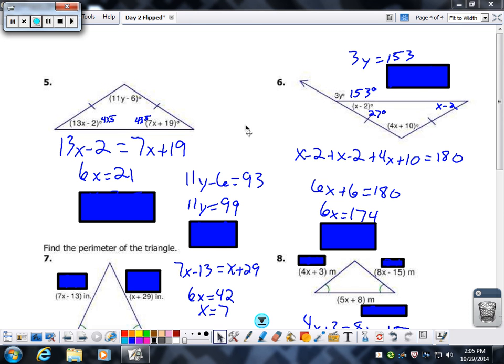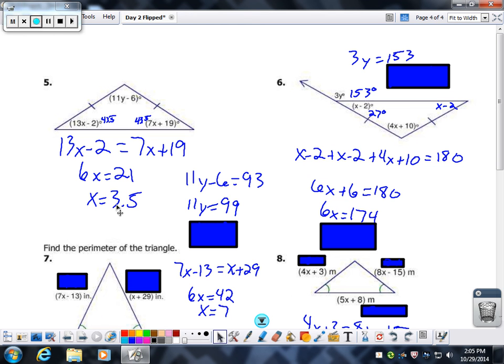For number 5, again we have the legs are congruent, so we know that the base angles are congruent. So for number 5, we set this up: 13x minus 2 equals 7x plus 19. We combine to get 6x equals 21 and x equals 3.5.